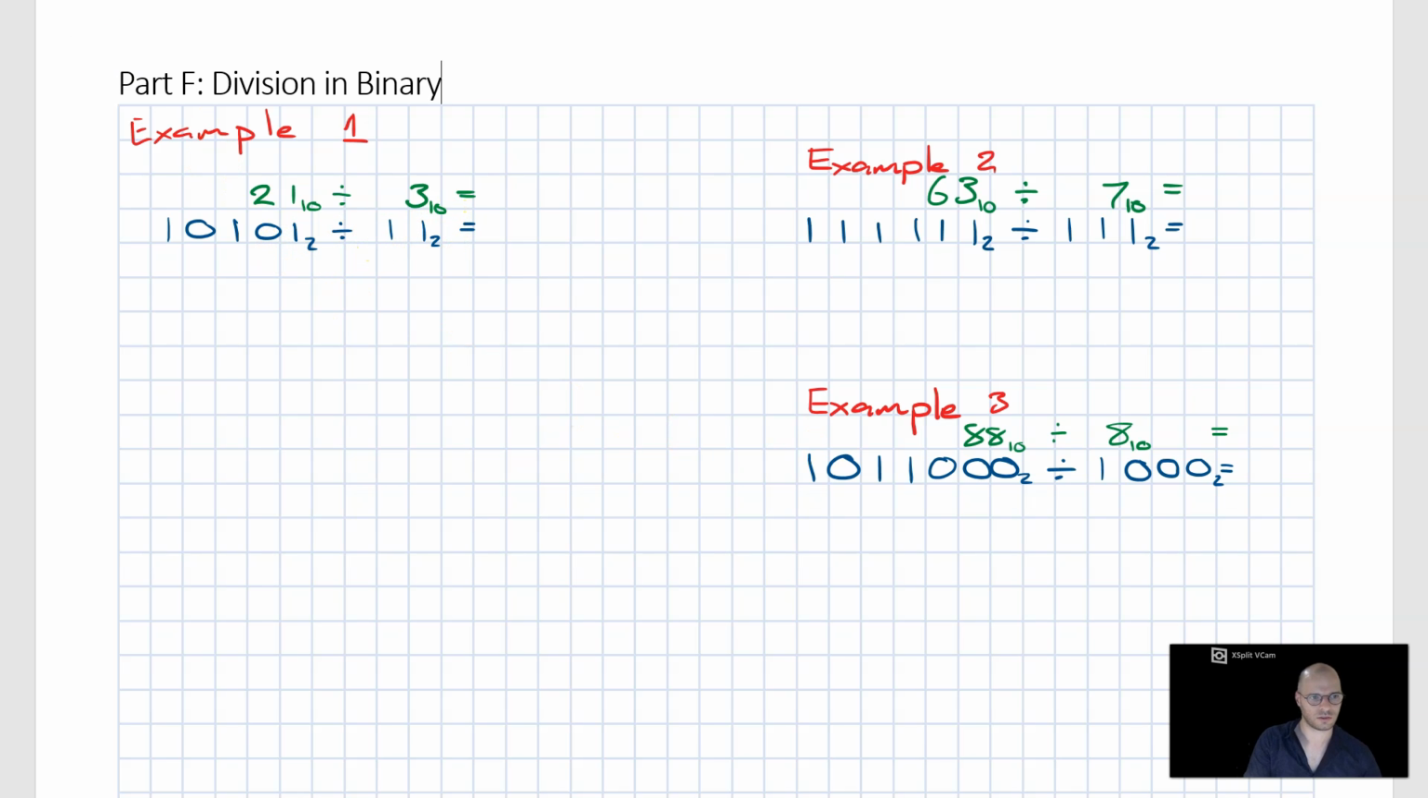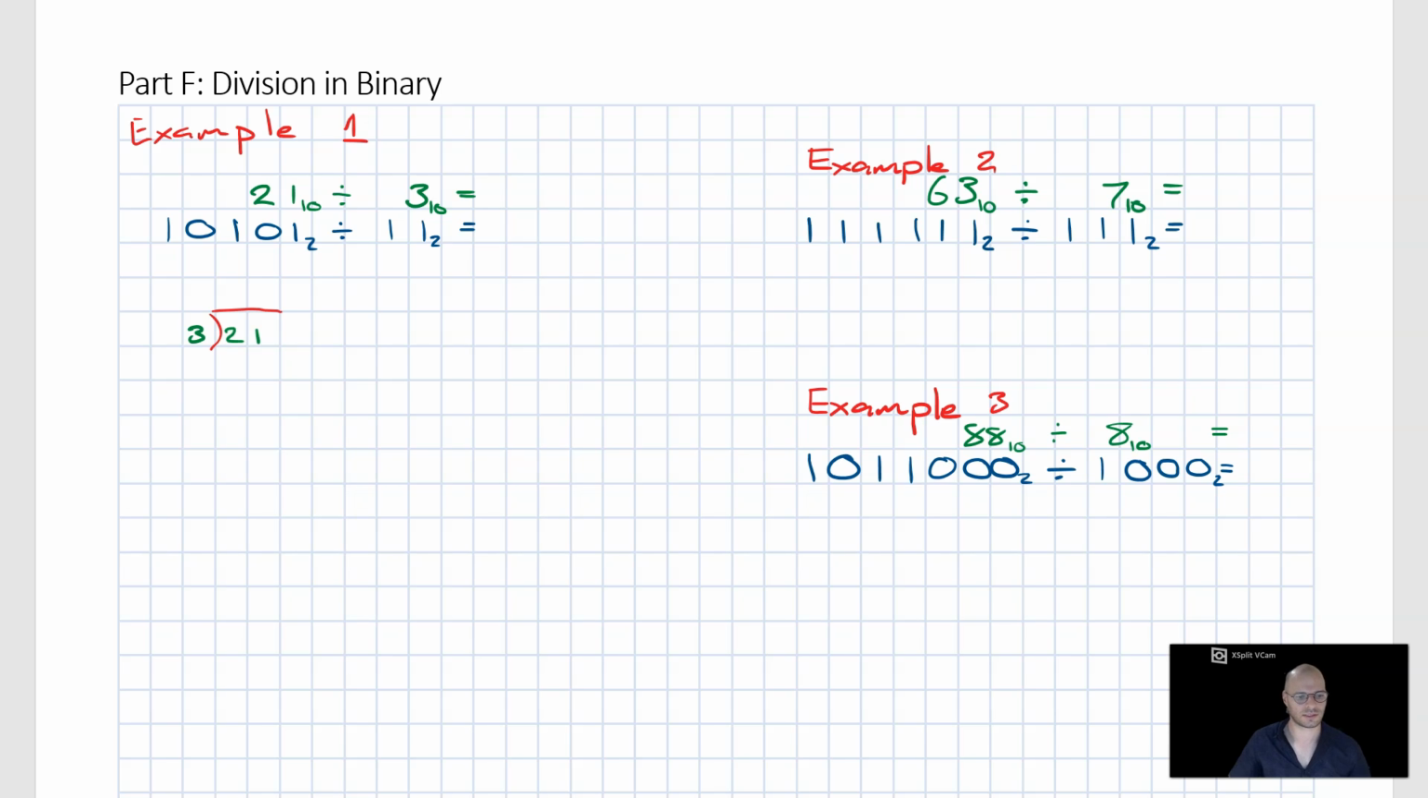Now, long division with decimal, we're going to go 3 and 21. Then we're going to drop our division symbol. Now, off the top of our heads, we probably know that 3 times 7 is 21, so the answer is just going to be 7. But what we want to do is just revise the rules of long division to make sure that we're equipped to do it in binary.